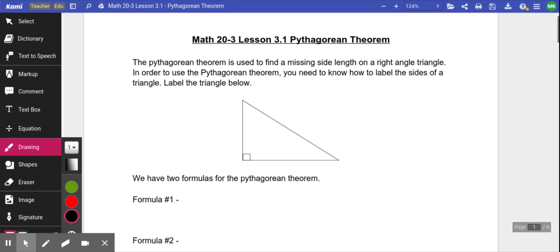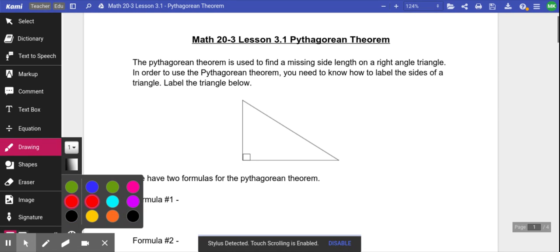The next part to doing Pythagorean theorem is labeling things properly. There's always something called a hypotenuse on a right angle triangle. The hypotenuse is across from the 90 degree angle. So if you're looking at this triangle, this is my 90. Across from the 90 is my hypotenuse. This thing.